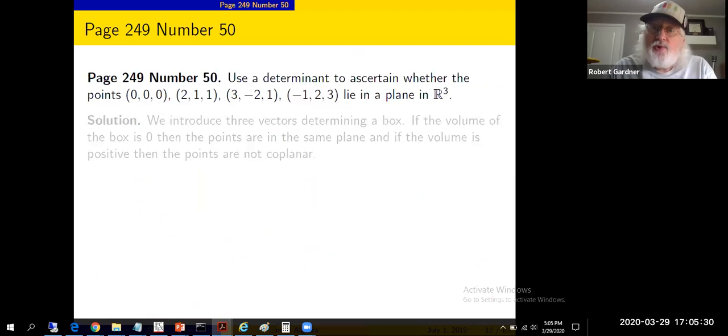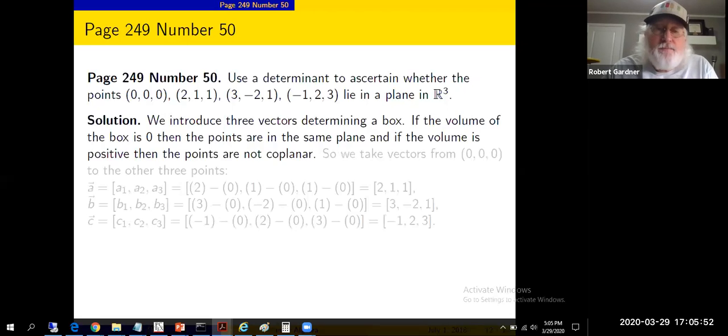Here's one that's virtually the same type of manipulation. It says, use a determinant to ascertain whether these 4 points lie in a plane in R3. Okay, so they've given us 4 points, not vectors, and they've asked us a question about them being coplanar, it's called. Okay, let's do this.